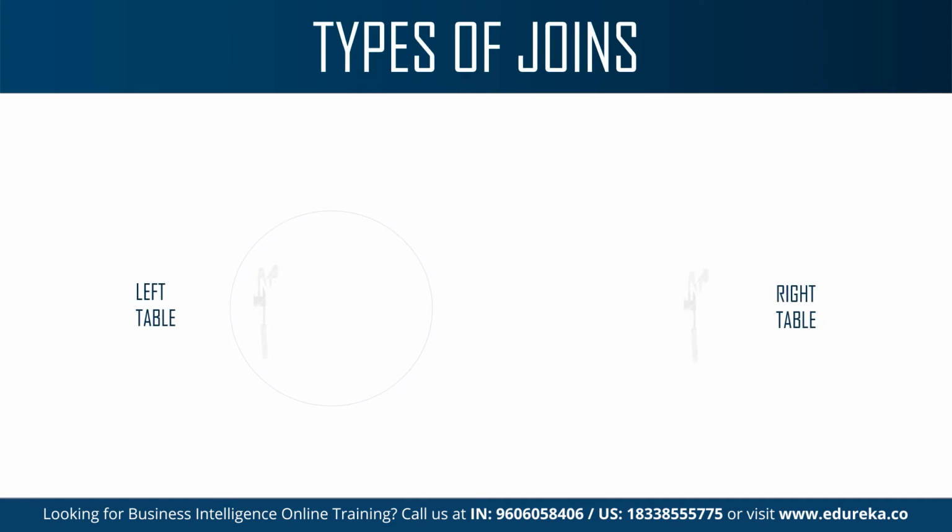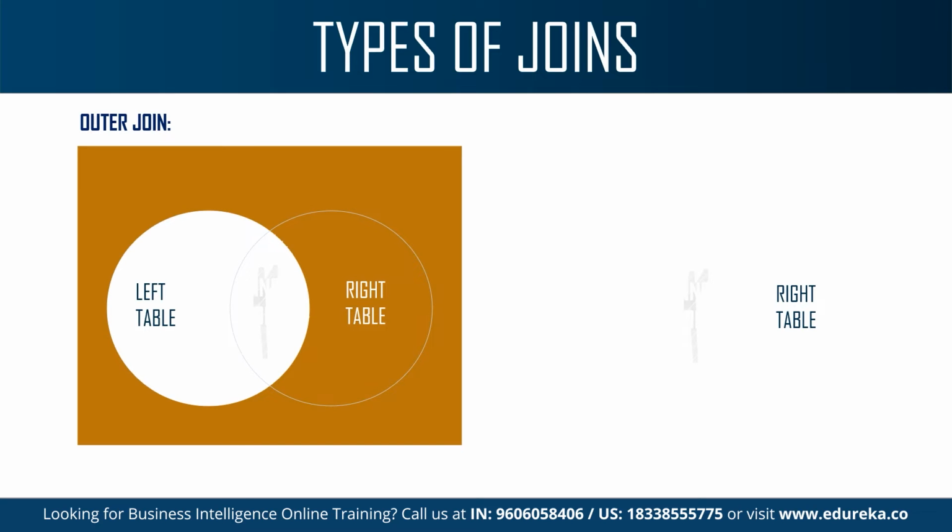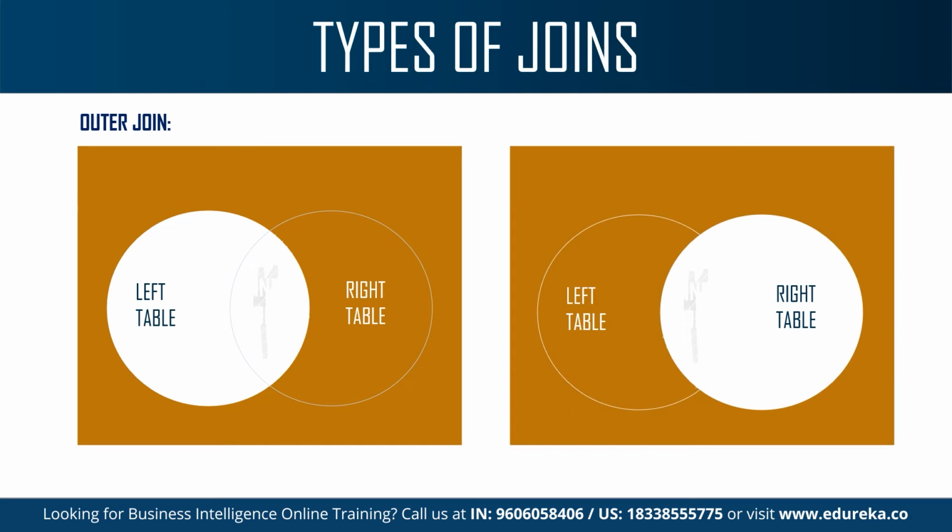So now let's get back to our next join, which is the outer join. Outer join has two types, that is the left join and the right join. As you can see from the diagrams, the left join has the left table and the intersection of the left table and the right table, while the right join has the right table and the intersection of the left table and the right table.